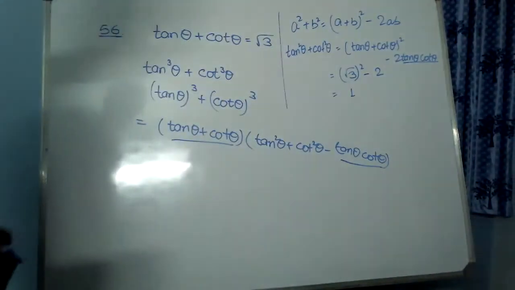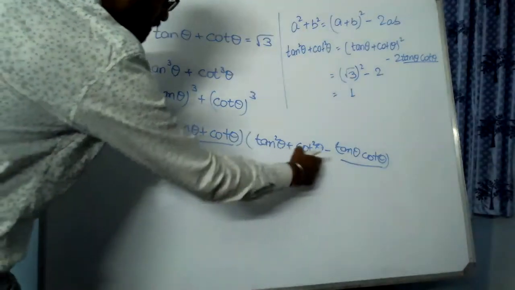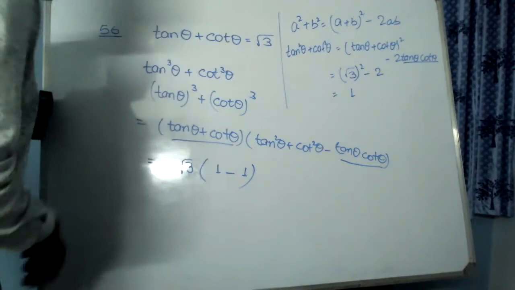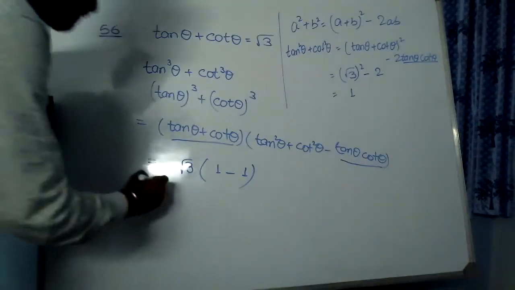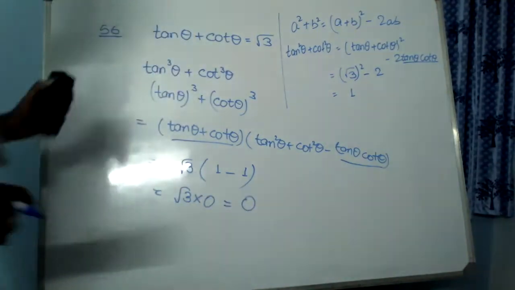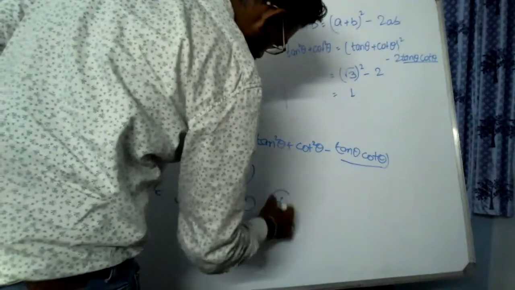So pretty much everything I have now. Tan theta plus cot theta, I'll write root 3 in bracket. Tan square theta plus cot square theta, I just now found for you, is 1. Tan theta cot theta is also 1. So 1 minus 1 is 0. Root 3 into 0 will give you 0. Do we have any such option here? Yes, D option is the right answer.